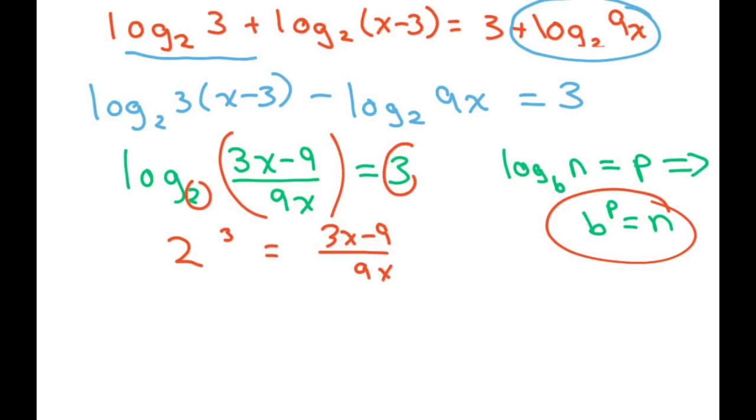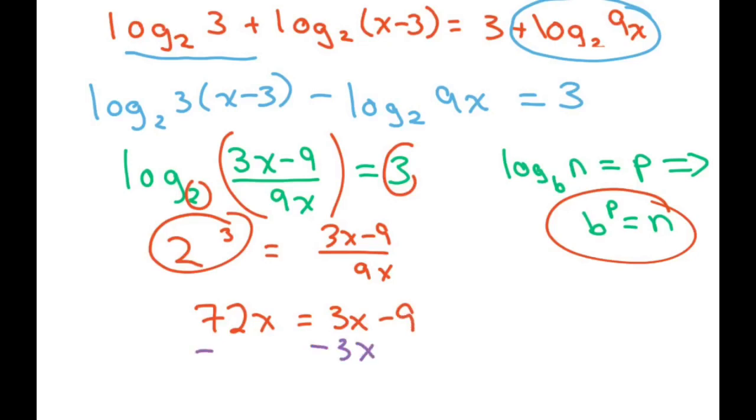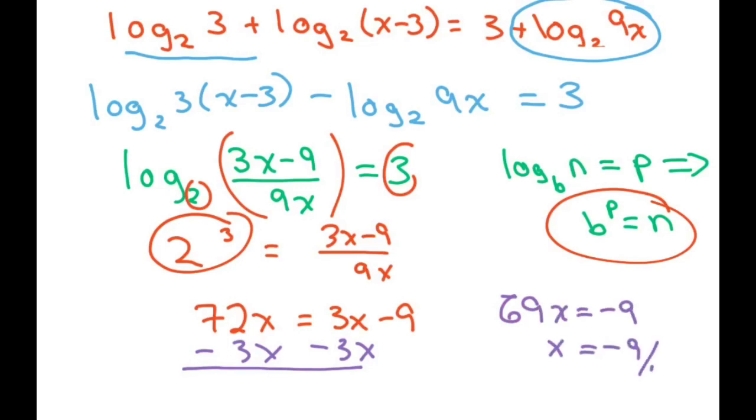So when you cross multiply, you're going to get 9x times 8, so that's going to be 72x equals 3x minus 9, and as you can see, when you subtract 3x, we get just like we got before. You're going to get 69x equals negative 9, so x equals negative 9 over 69, which again doesn't work, so we have no solution.